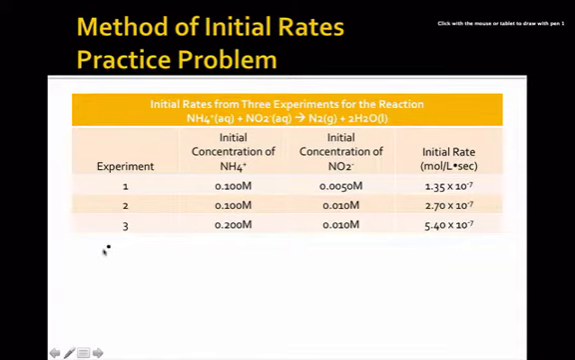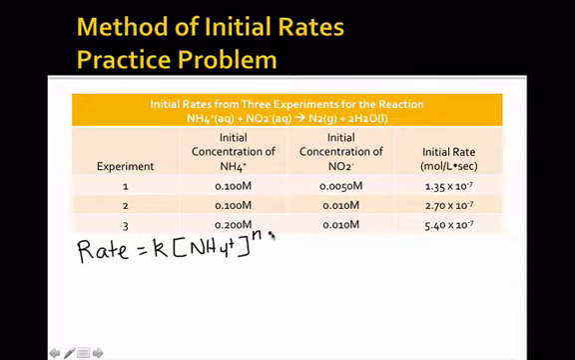So if I were doing this, first of all, I'm going to write the rate law. Rate would be equal to K, the rate constant, times the ammonium ion concentration to the nth power, and then we have the nitrite ion concentration to the mth power. So there is our general format. We're going to solve for the n, we're going to solve for the m, and we're going to at the end solve for K, and we're going to be able to find all of that information by just using what they gave us in the table.